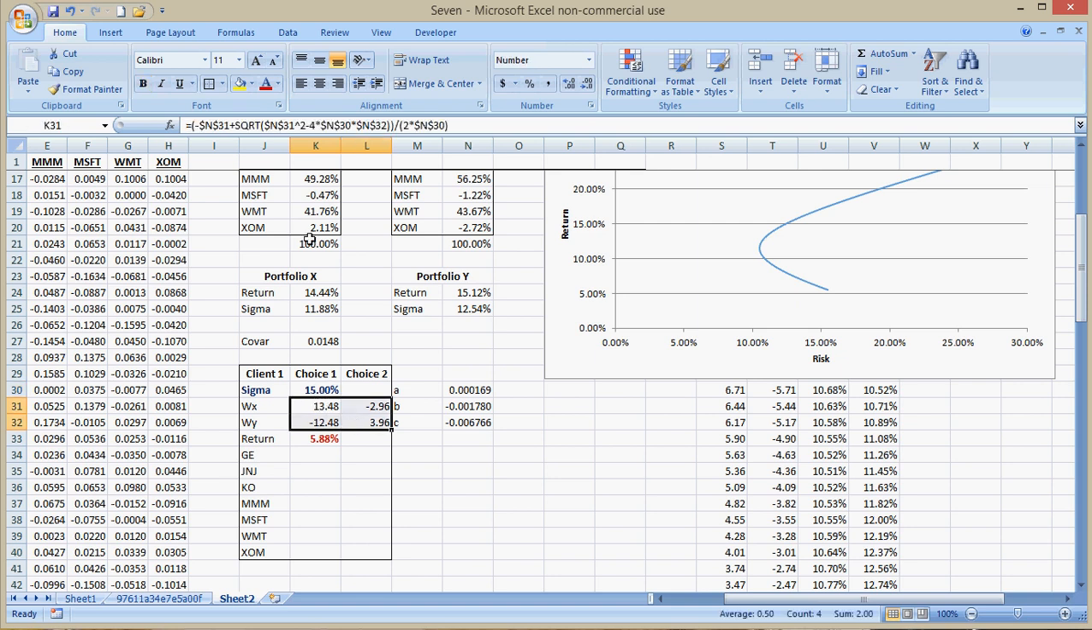I really should have this in red and bold because that's going to be an output. So I want all the outputs to be in red. And I just chose that color. There's nothing magical about it. That's just what I chose to do. So it gives me the 5.88% return.